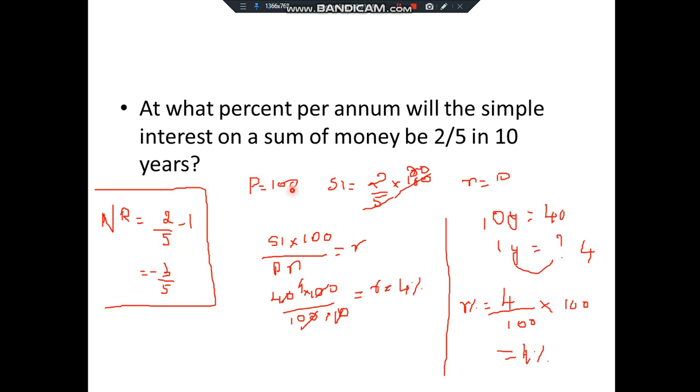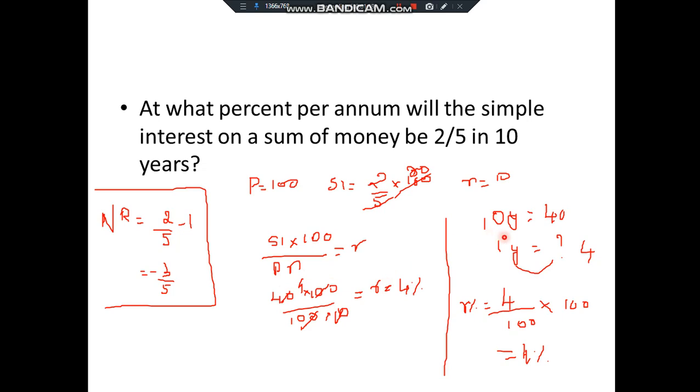Now our basic approach we'll see. See, principal is equal to 100. They have given simple interest on a sum of money be 2 by 5. So they haven't said about amount. Instead they told simple interest on a sum of money be 2 by 5 in 10 years. That is simple interest is equal to 2 by 5 of your sum of money. That is 2 by 5 of 100. You get as 40 rupees. Okay. Your simple interest is 40 rupees in 10 years. Okay. Now find R percentage because all other values you know. Either you go with formula method or else the shortcut approach.